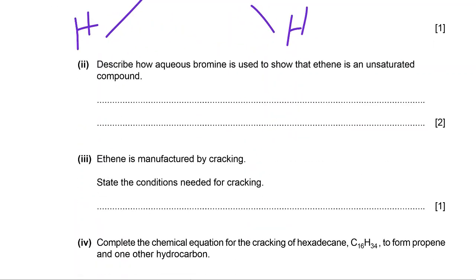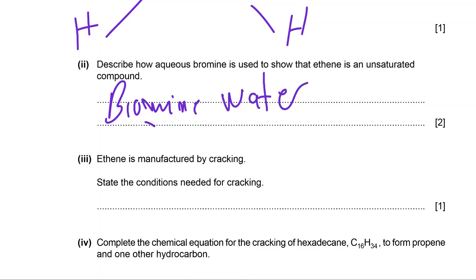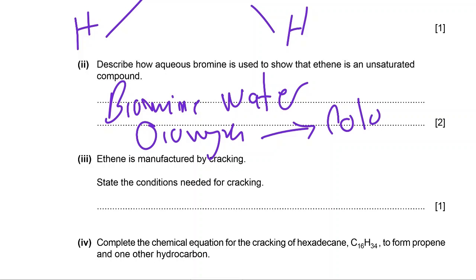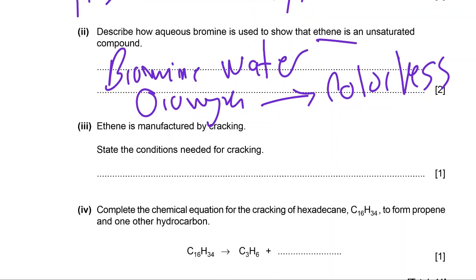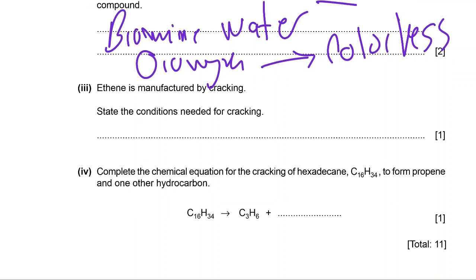Describe how aqueous bromine is used to show that ethene is an unsaturated compound. Bromine water changes from orange to colorless. So with ethene, the color of bromine water will change from orange to colorless. In this case we have proved that ethene is from the alkene group and is unsaturated.